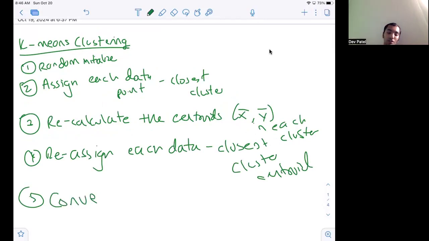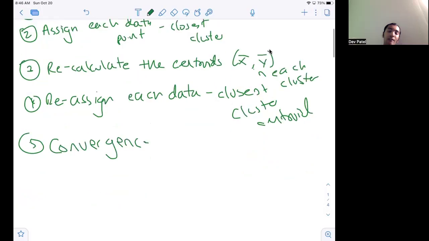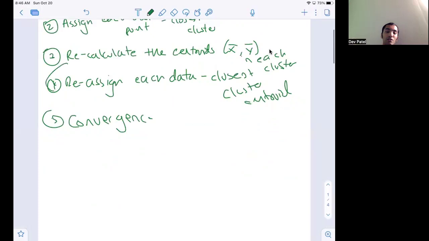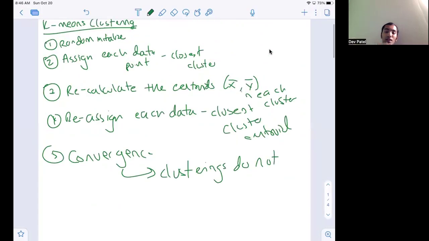So, until convergence: we get to a point where we have gone through these iterations twice, and the clusterings do not change. That's when we know that k-means has terminated and we have finished running the algorithm.